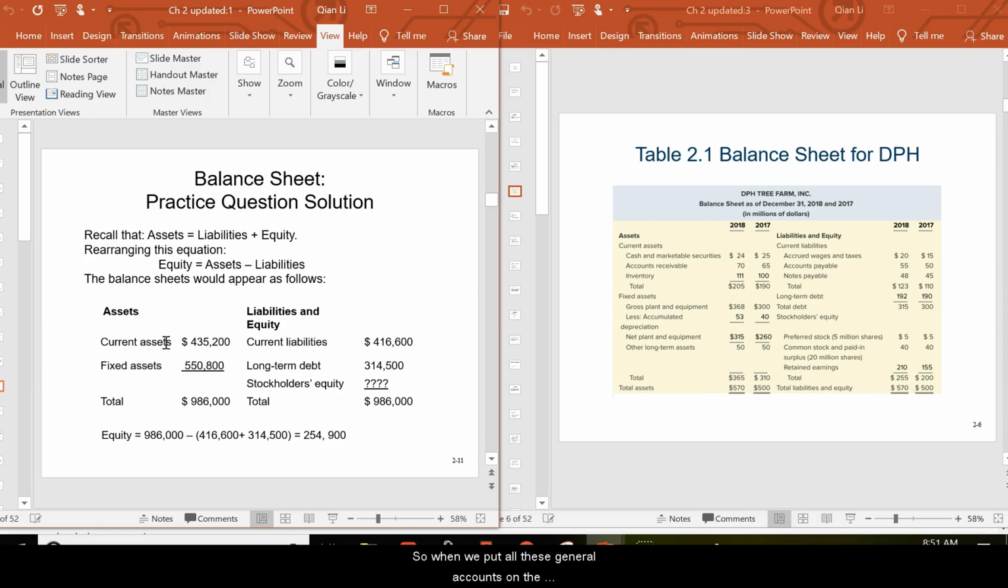So when we put all these general accounts on the balance sheet, we have the current assets and fixed assets, and the total will be about $986,000, which is supposed to be the total of liabilities plus equity. So now the stockholder equity part should be the difference between the total assets and all the liabilities, including the current liabilities and long-term debt. So the result is $254,900. That's the amount of stockholder equity when you solve for the missing part of this balance sheet.